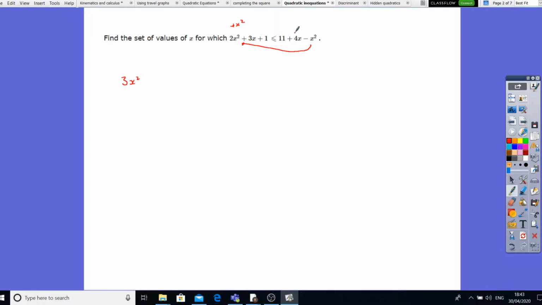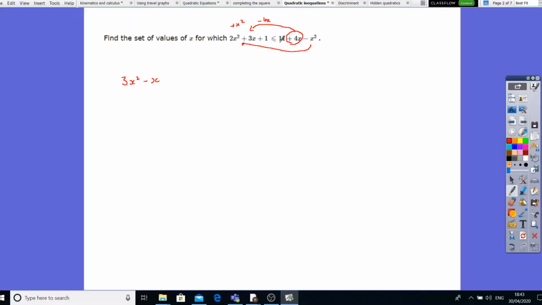Okay, this is a positive 4x. I'm going to take it to the other side. This is going to become a minus 4x. I'm going to take this positive 4x, take it to minus 4x. So 3x minus 4x becomes minus x.